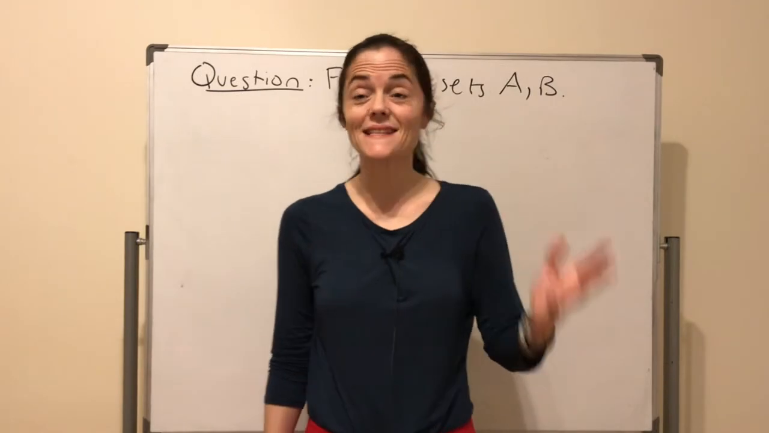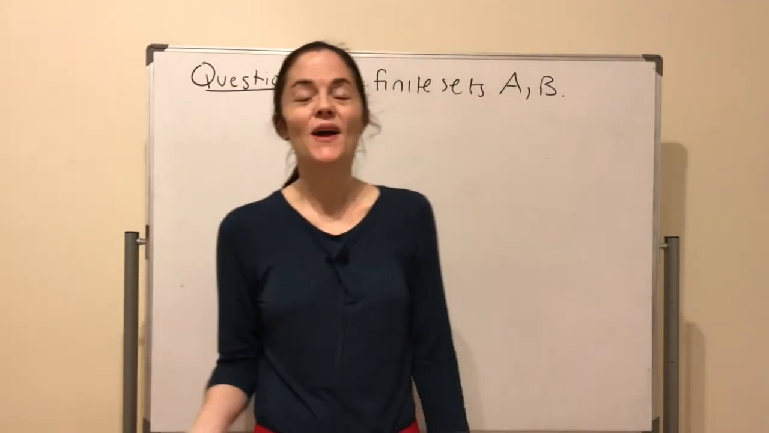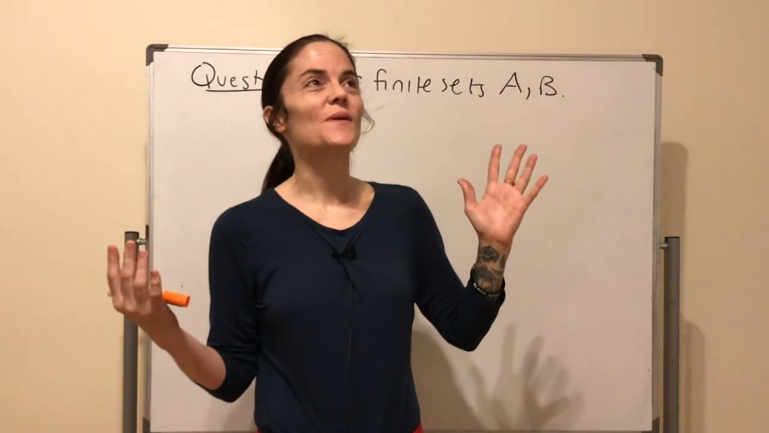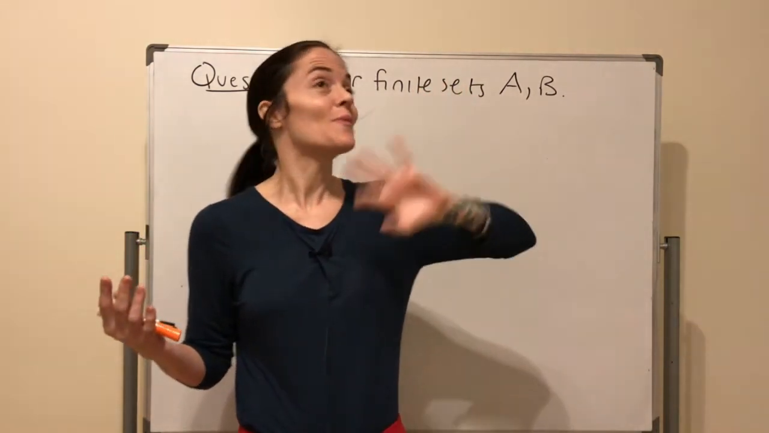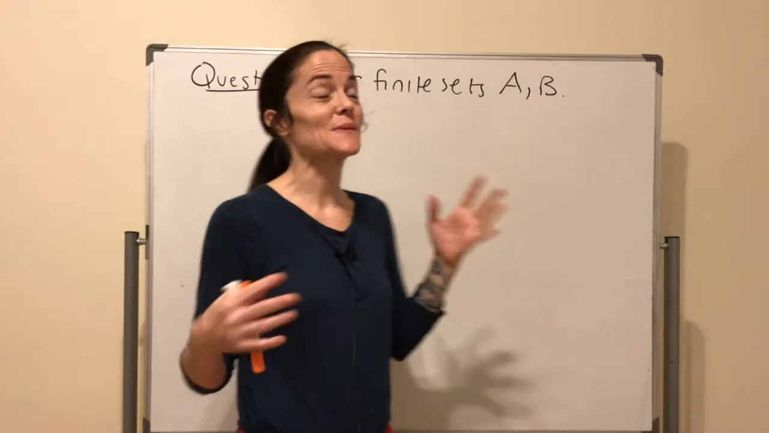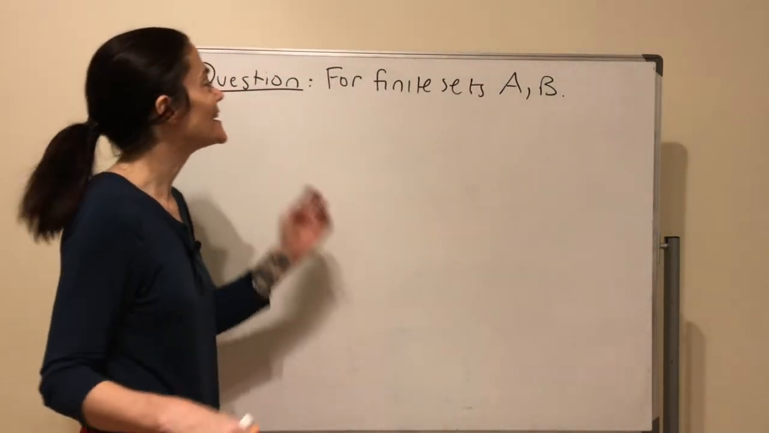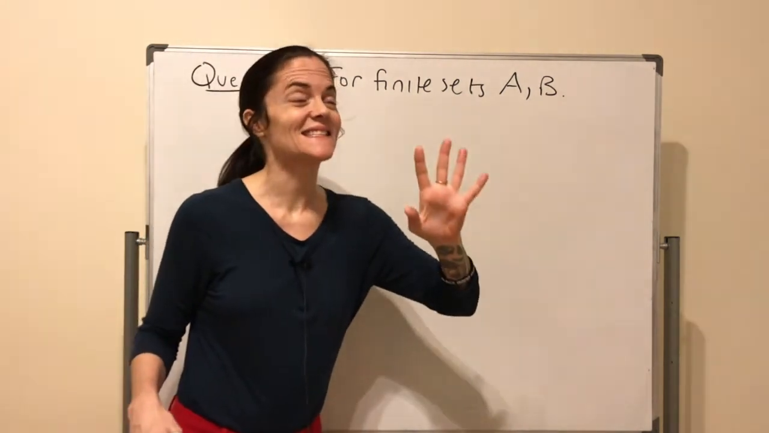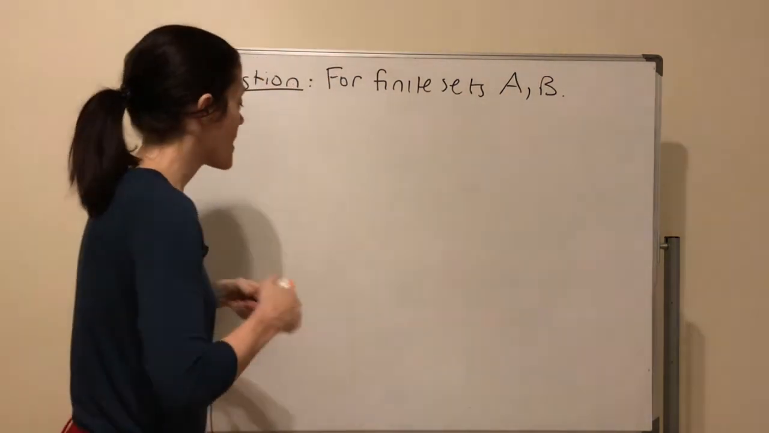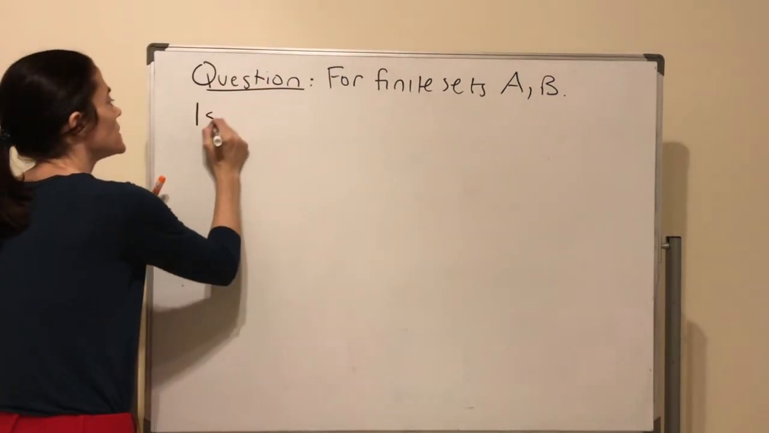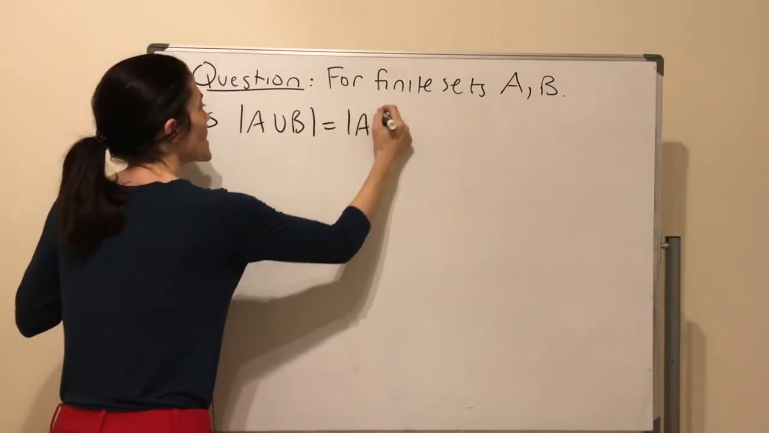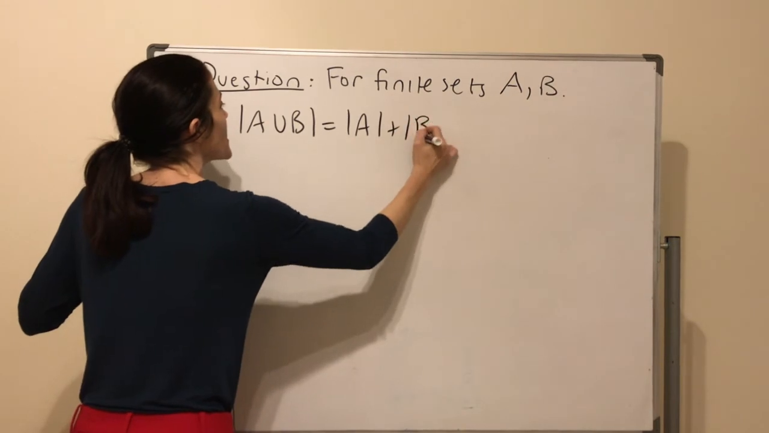I will end today's lesson with a question which we can think about using Venn diagrams, but also this is something we'll touch on more than one time this semester, so it's a nice way to end our discussion. Well, the question is as follows. Say you have finite sets A and B. Then is the cardinality of A union B equal to the cardinality of A plus the cardinality of B?